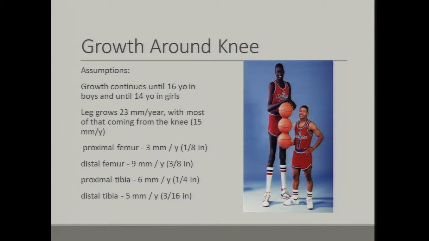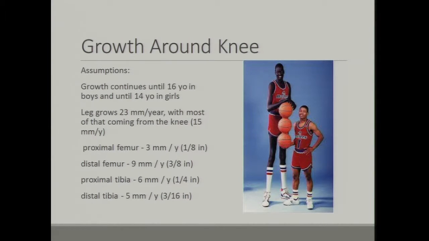The leg in total grows about 23 millimeters per year, which is about an inch. And most of that, about 2/3 of that, comes from around the knee when you combine the distal femoral physis and the proximal tibial physis. Proximal femur, at the hip, only grows about an 1/8 inch per year. Distal femur, 3/8 inch. Proximal tibia, about 1/4 inch. And distal tibia, less than 1/4 inch.